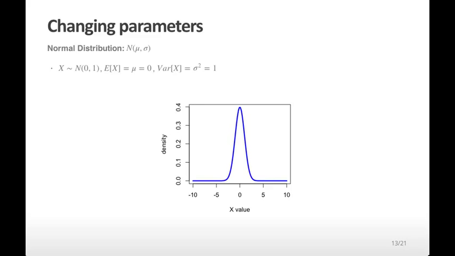So now I'm going to talk a little bit about what happens when we change parameters. So again, this is a normal distribution, and it has parameters mu and sigma. In this particular case, we're considering the mean to be 0 and the standard deviation to be 1. It turns out, because of the way that the normal distribution is parameterized, the expectation of x is also equal to 0, and the variance of x is equal to 1.